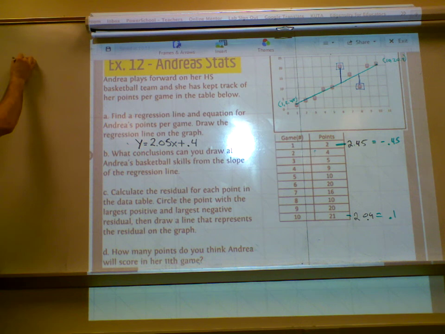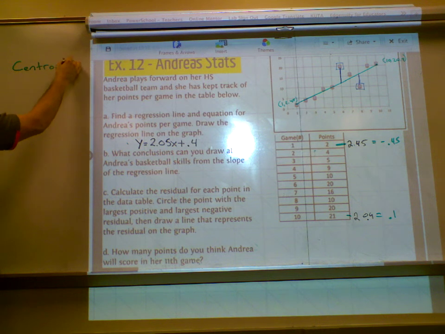Okay. But there is this cool thing called the centroid. Now, when I say centroid, what do you guys think? What's the first word that comes to mind? Money. Center, right? The send money. Goodness, a little greedy.